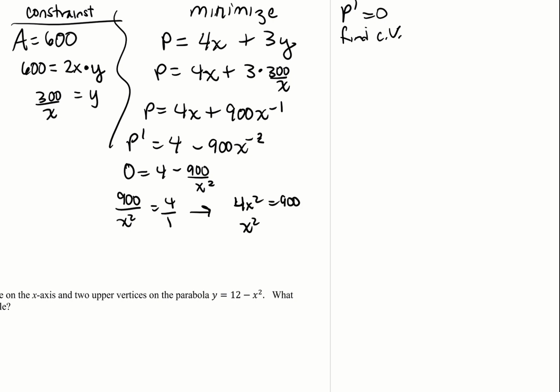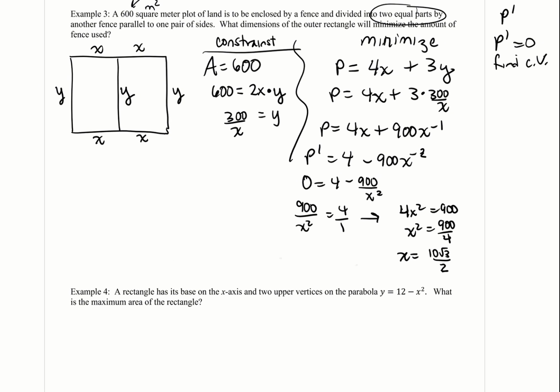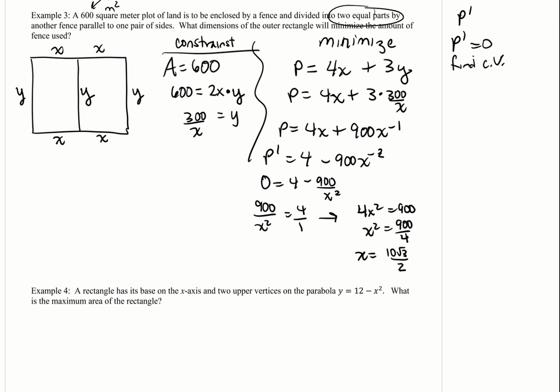So then x squared is 900 over 4. And x is, when I square root both sides, the square root of 900 is 30, so 30 over 2. Now, technically, this is plus or minus. However, we're talking about measurements, and measurements are positive. Depending on the situation, it's quite common for these to be used as decimals in these problems. They don't have to be, but I'll rewrite this maybe as a decimal at the end if I want. Okay, but x is 10 root 3 over 2.